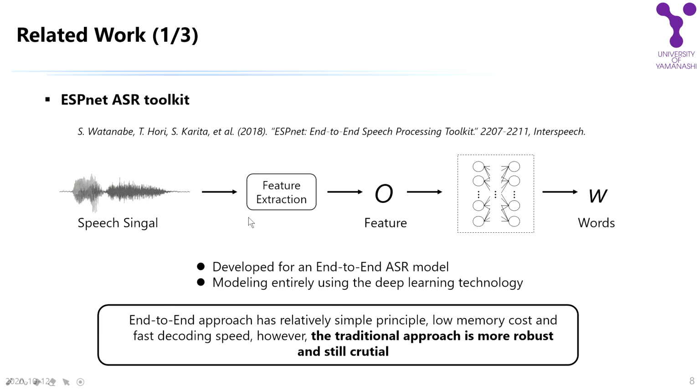So to address these problems, there is some related work. The ESPnet ASR toolkit tries to directly use the neural network to transform the feature to a word sequence. This approach is called the end-to-end model and has a relatively simple principle, low memory cost, and fast decoding speed. However, the traditional approach is more robust and still crucial.